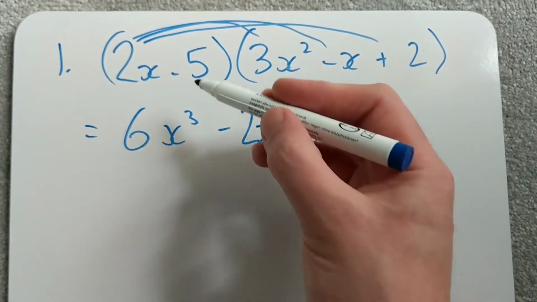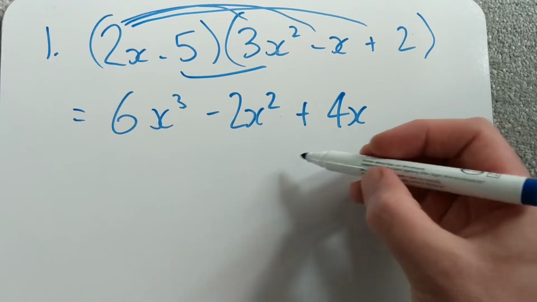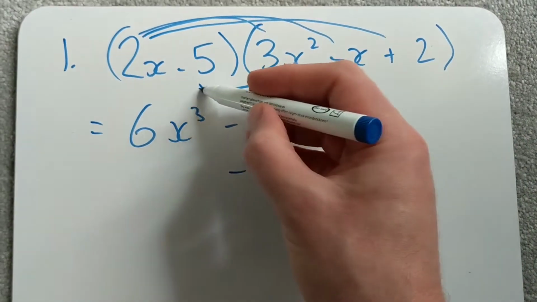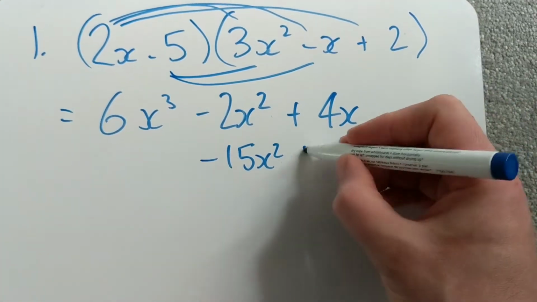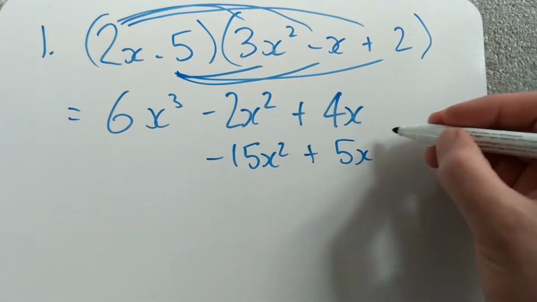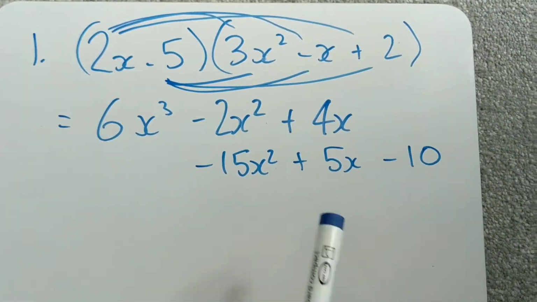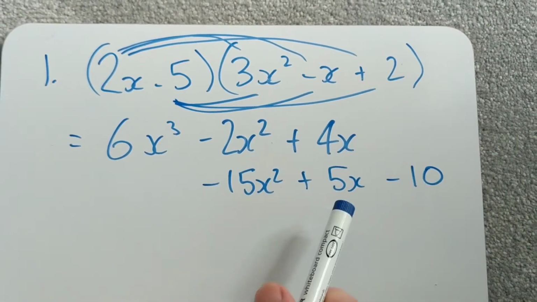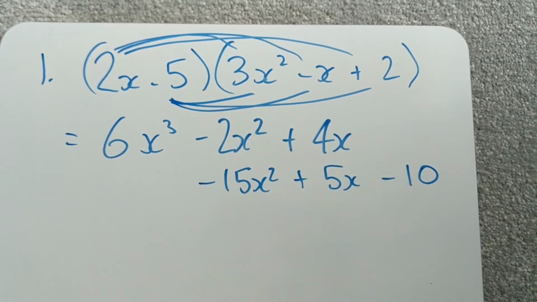Alright, then multiplying out the −5 times that would give you −15x². −5 times the −x would be +5x. And −5 times the +2 would be −10. And if you had enough space, you can set that out in a row. Some people set it out in this way anyway, just so they can tidy up things a bit easier.